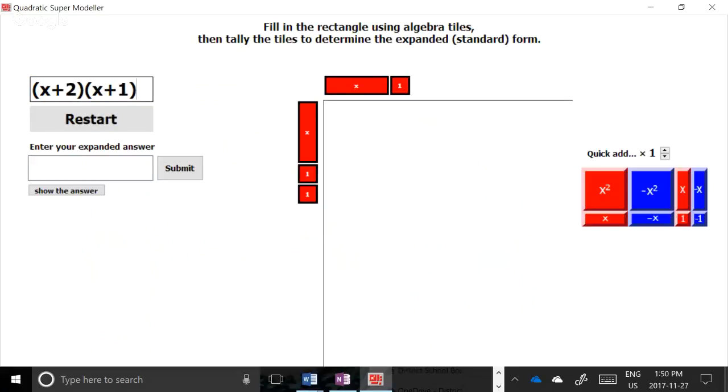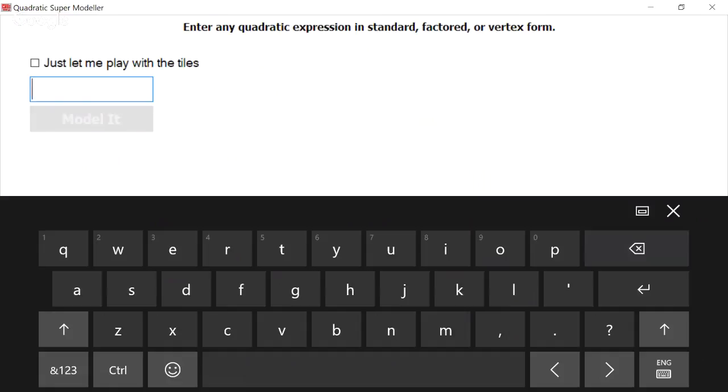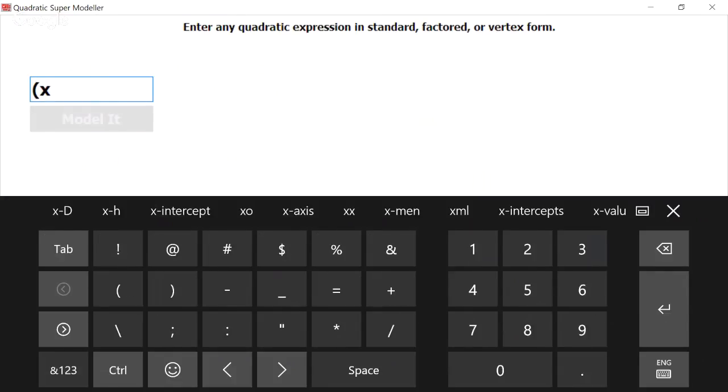What is the next one? Did I put x plus 1, x minus 3?